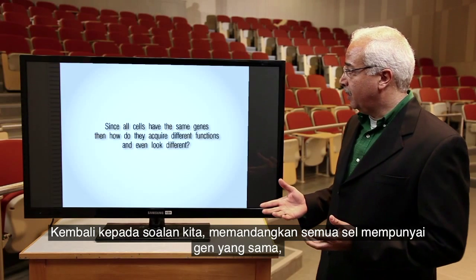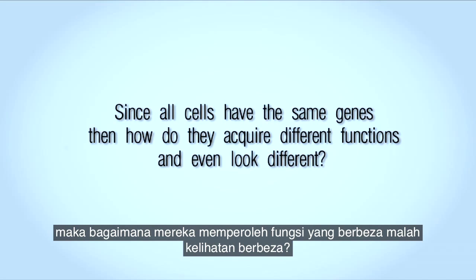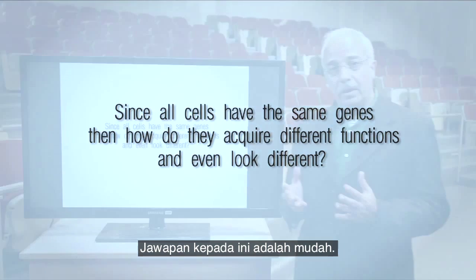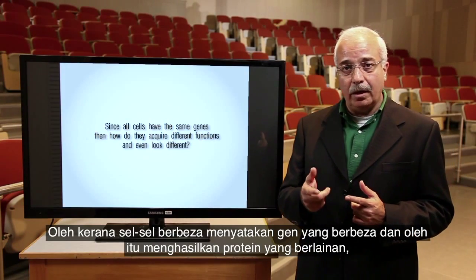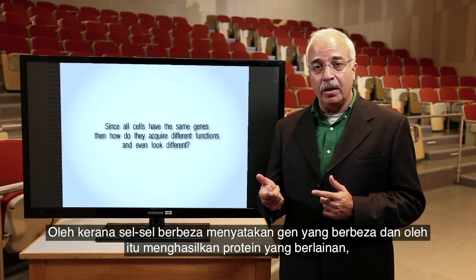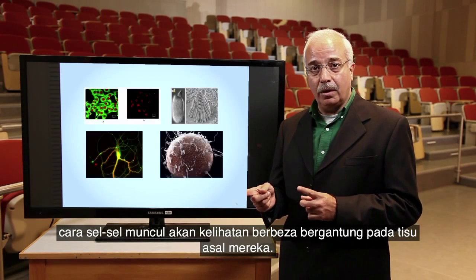Going back to our question, since all cells have the same genes, then how do they acquire different functions and even look different? The answer to this is simple. Since the different cells express different genes and therefore make different proteins, the way the cells appear will look different depending on the tissue that they are coming from.